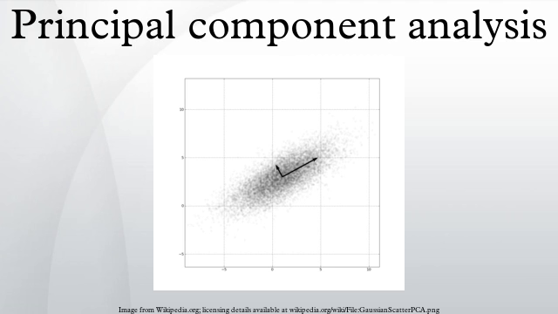Correspondence analysis. Correspondence analysis was developed by Jean-Paul Benzécri and is conceptually similar to PCA, but scales the data so that rows and columns are treated equivalently. It is traditionally applied to contingency tables. CA decomposes the chi-squared statistic associated to this table into orthogonal factors. Because CA is a descriptive technique, it can be applied to tables for which the chi-squared statistic is appropriate or not.